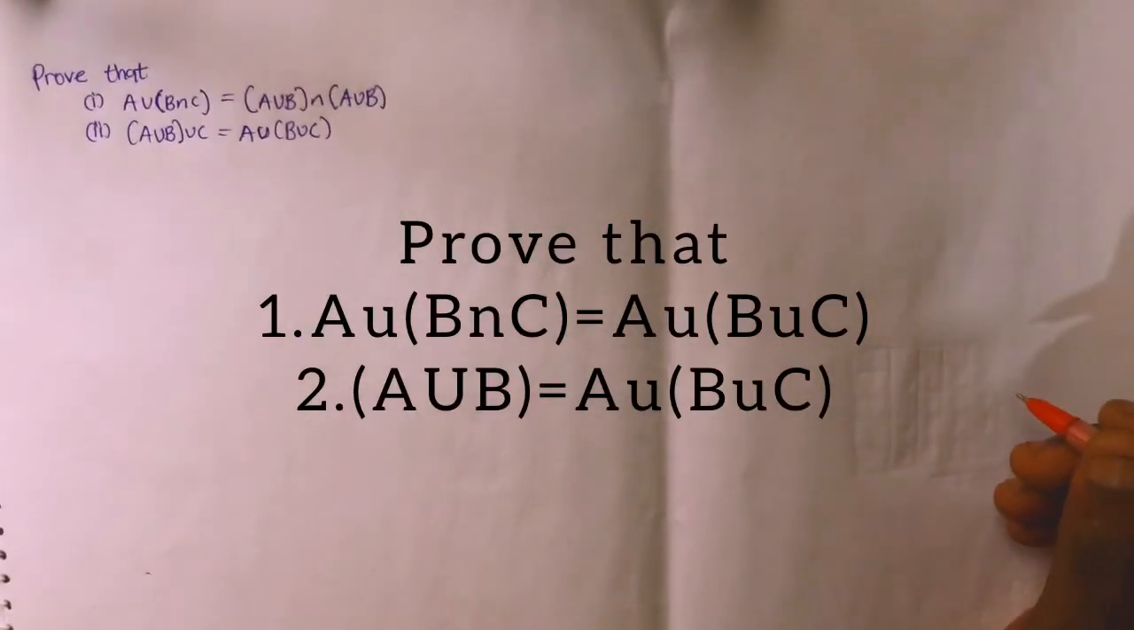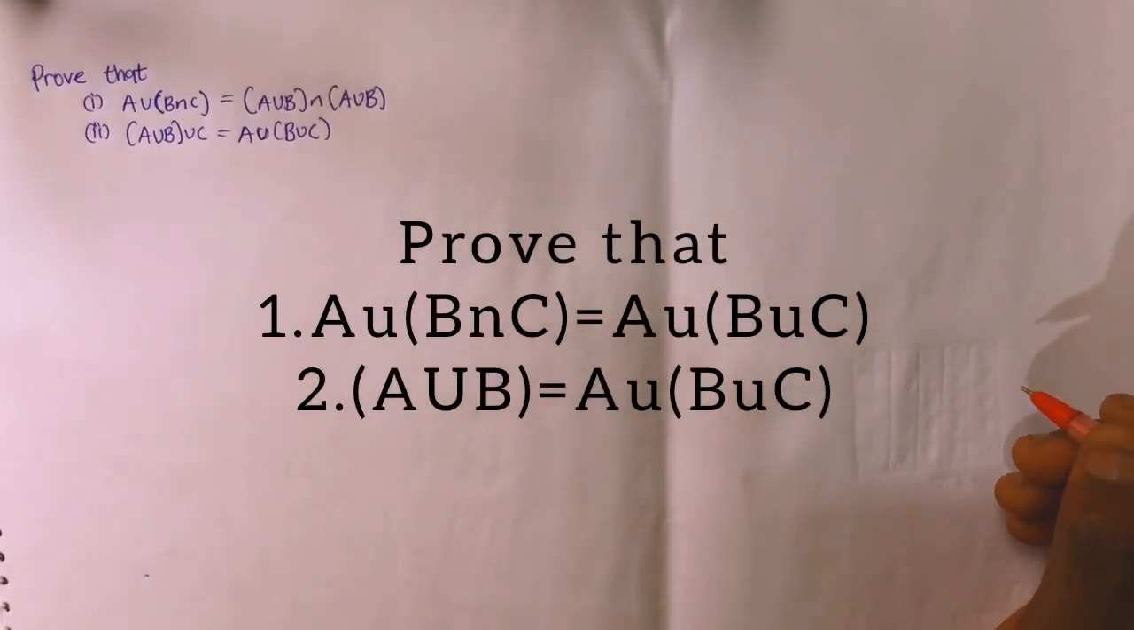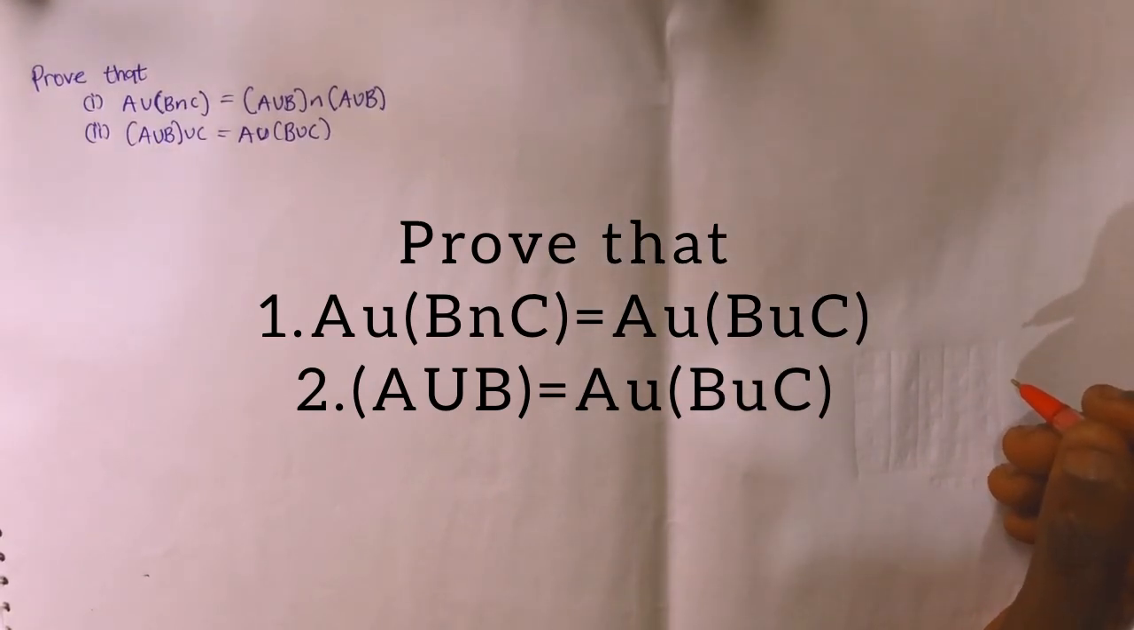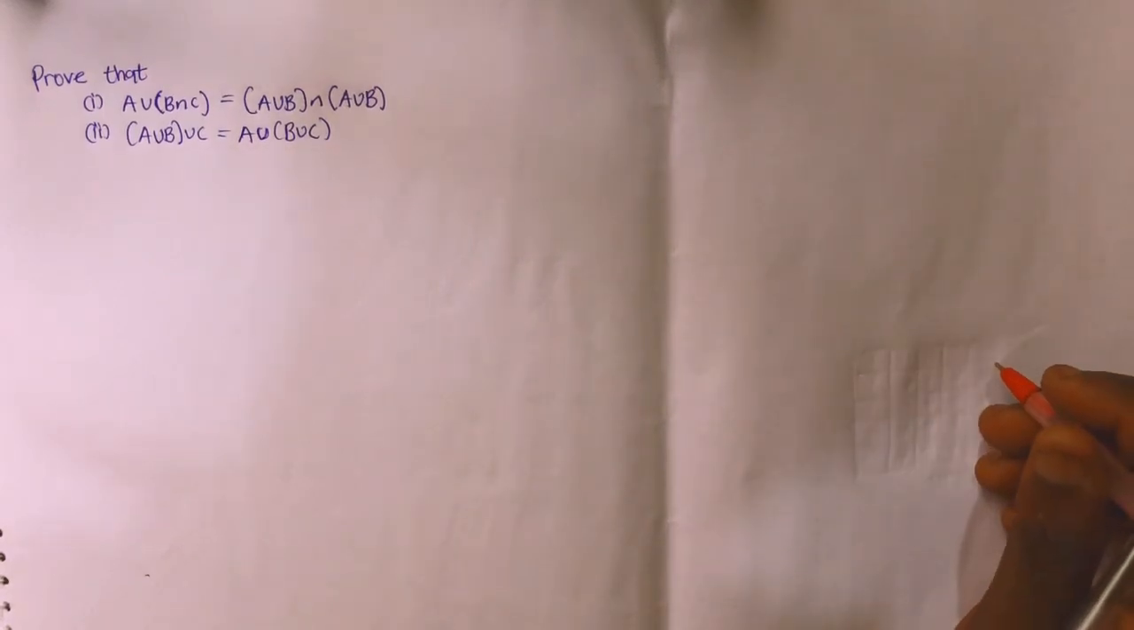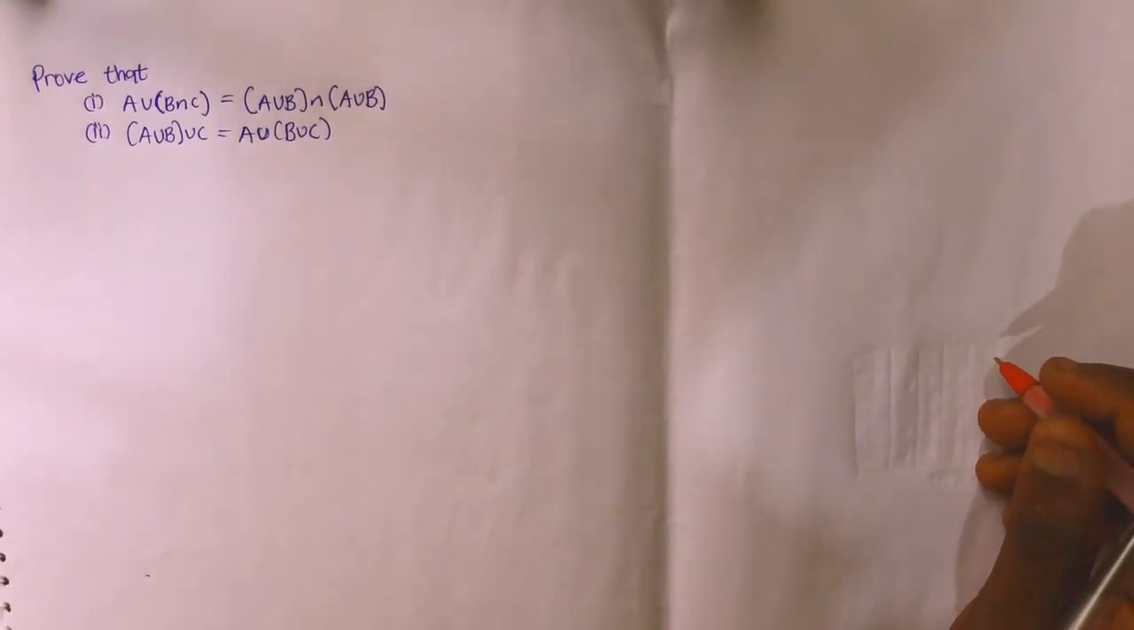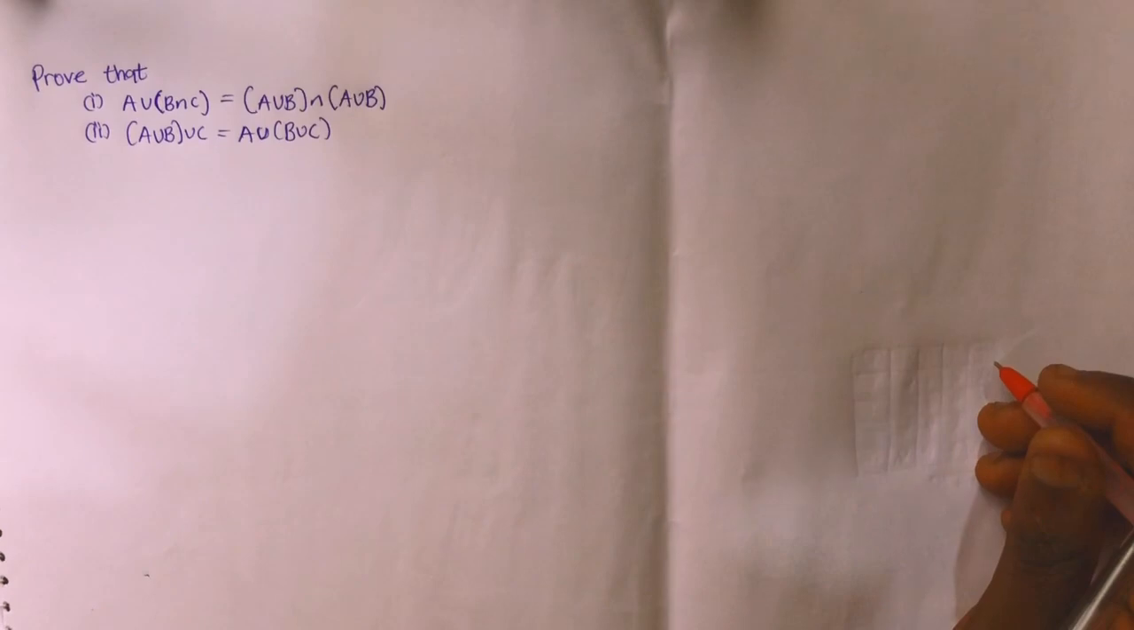Hello friend, in this video I'm going to prove that A union (B intersection C) equals (A union B) intersection (A union C), and at the same time I will be proving that (A union B) union C equals A union (B union C).